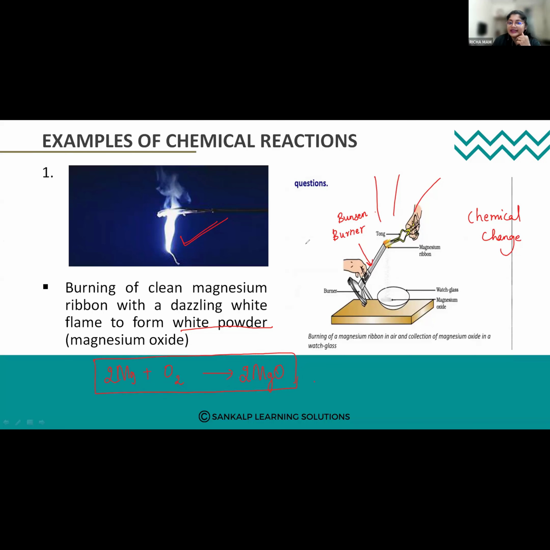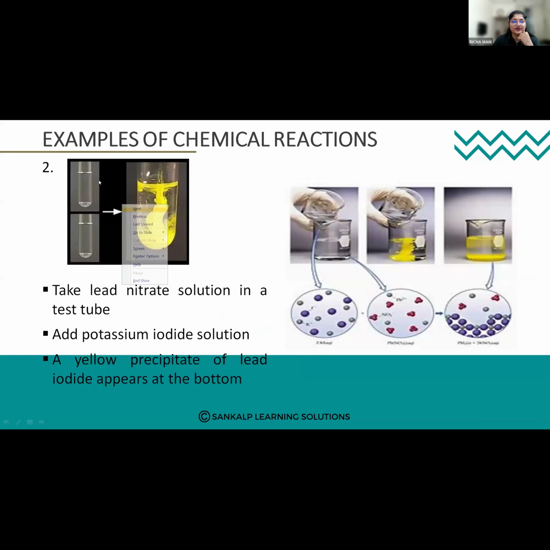Here you can see the magnesium oxide, collected in the watch glass. You can see the white color powder. So this is magnesium oxide. Here also a chemical change is occurring. A chemical change can be observed.